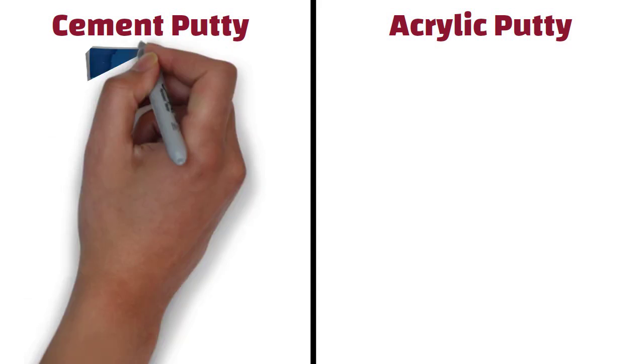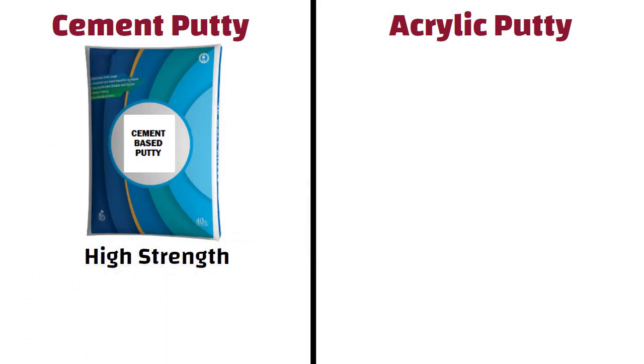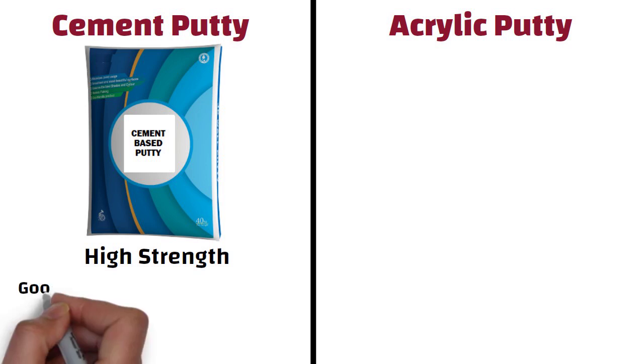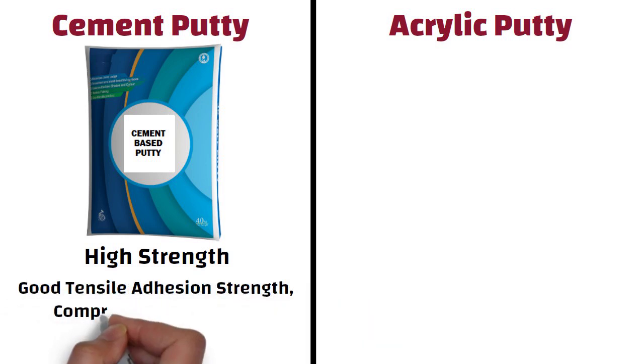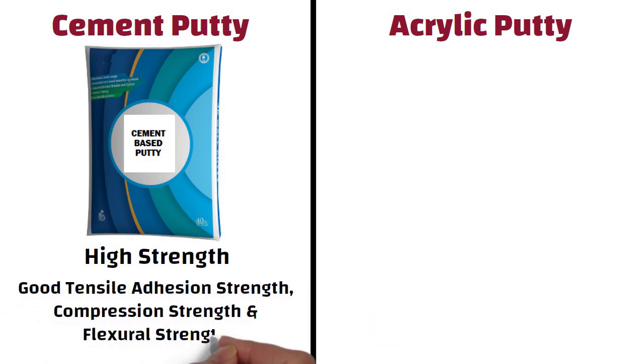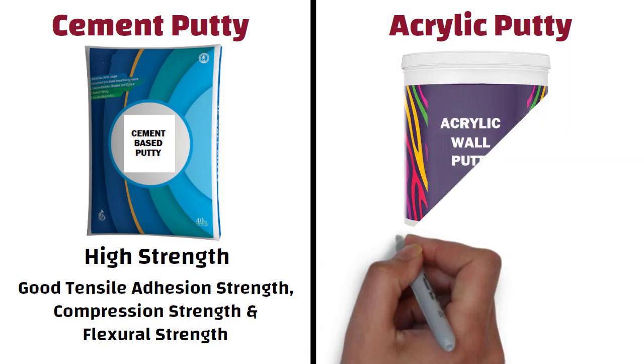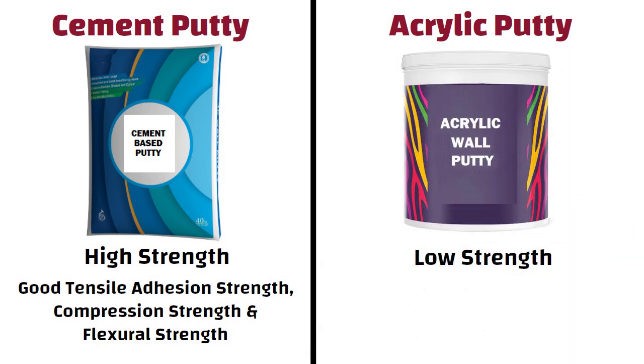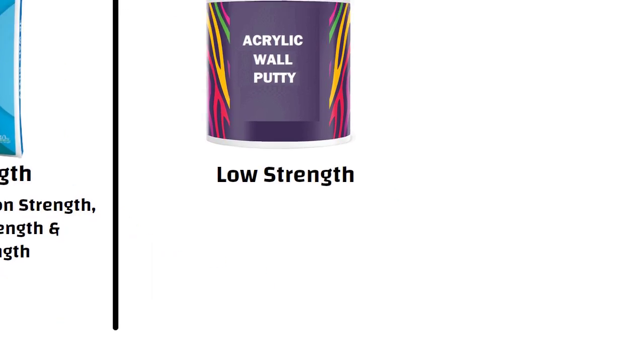Strength: cement putty has a high strength due to cement. It has a good tensile adhesion strength, compression strength, and flexural strength that fairly increases the longevity of the product application. Whereas acrylic putty has a low strength as compared to cement based putty.